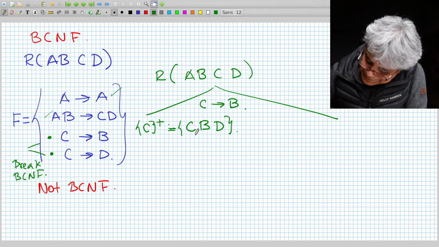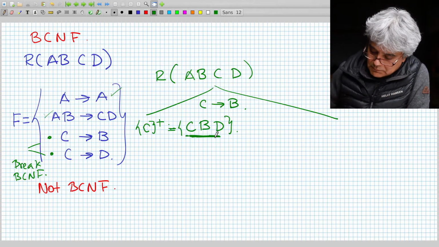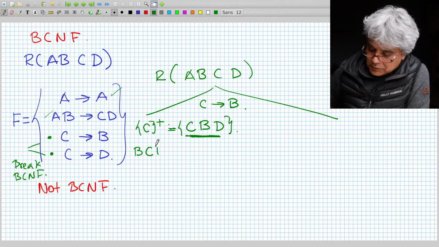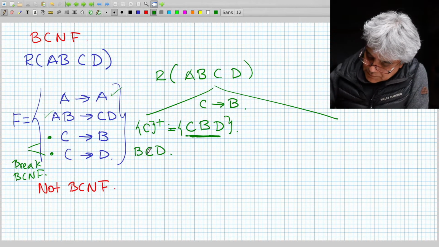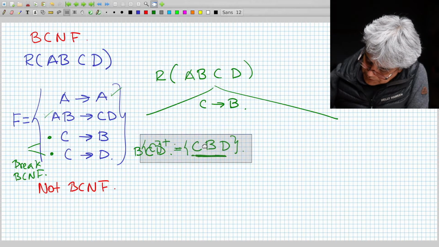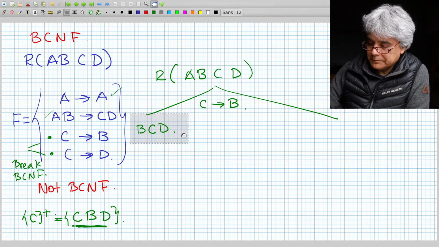So that means that this is going to be my relation. The order doesn't matter, but let's put them in order. This is my first relation. Okay. So let me move this out of here because I don't need it anymore. So this is my first relation.